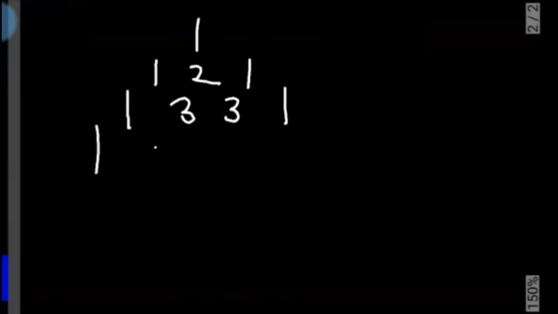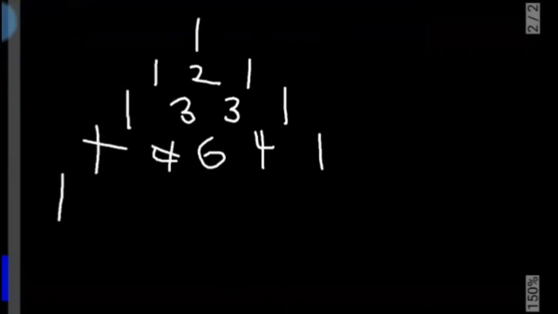So you keep following that pattern. We have 4. This 3 plus this 3, we have 6. You write the result at the center of the two numbers you're adding. This 3 plus this 1, we have 4. Then we have 1 again. Then 1.